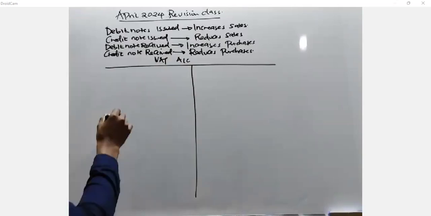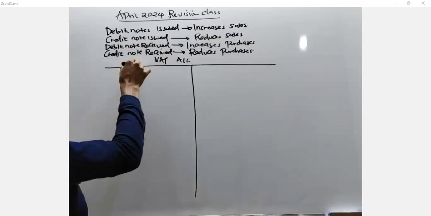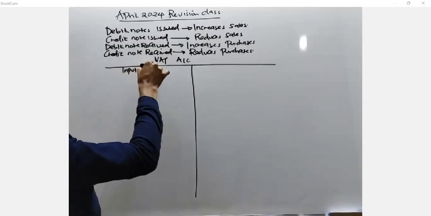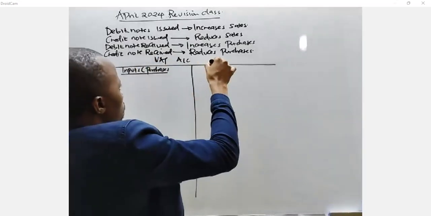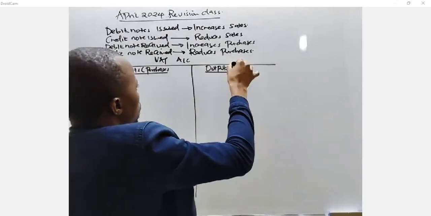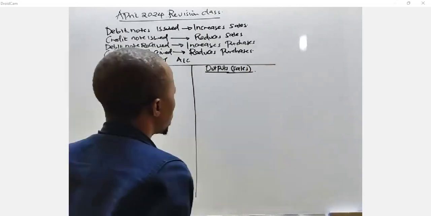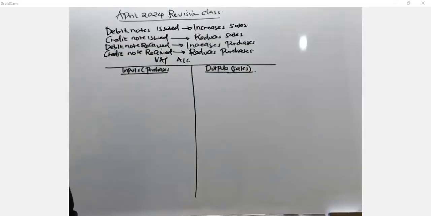In the VAT account, we have the inputs. These are your purchases. Then those are your sales, right? Allow me to use the VAT account for better understanding and also for analyzing the question when it has the issue of VAT inclusive. So you can use this format when you have those problems.